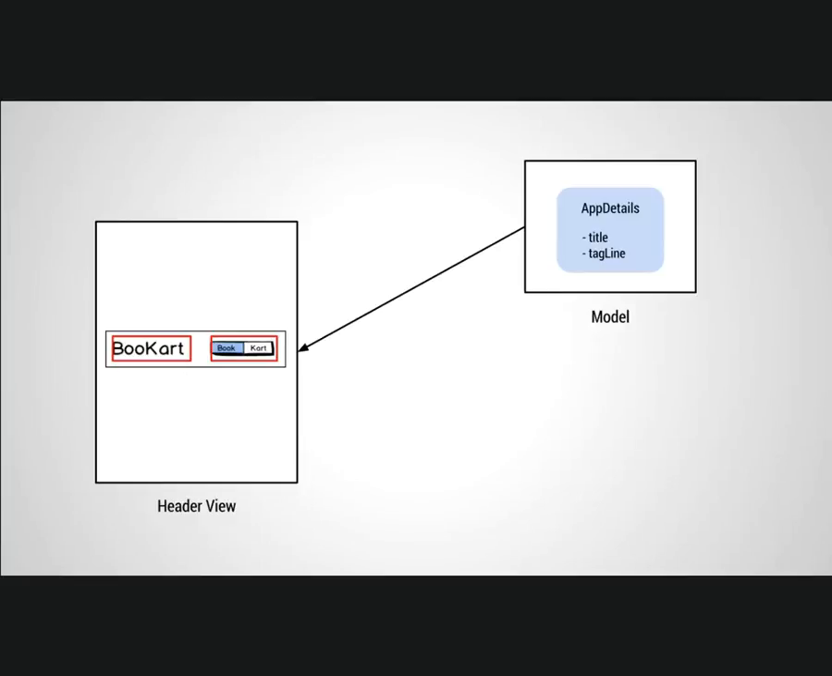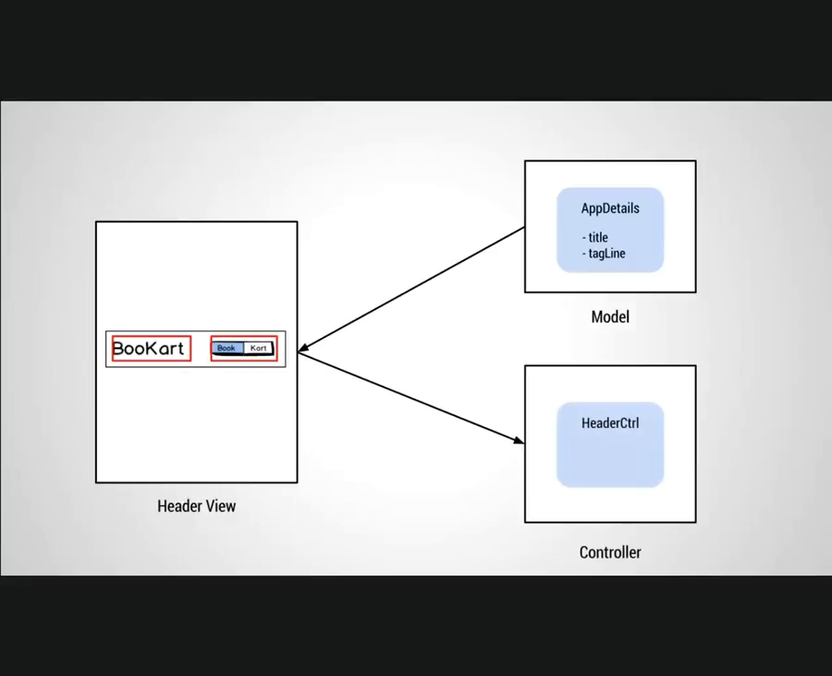Next, the controllers. Can you find the actions which the user will take on our header view? Right, clicking on navigation items is one of the actions the user will take in this view. So we should handle this activity in a controller. We can have a controller called header controller. What this controller will do is handle the navigation links click action. So we can call this action navigate.